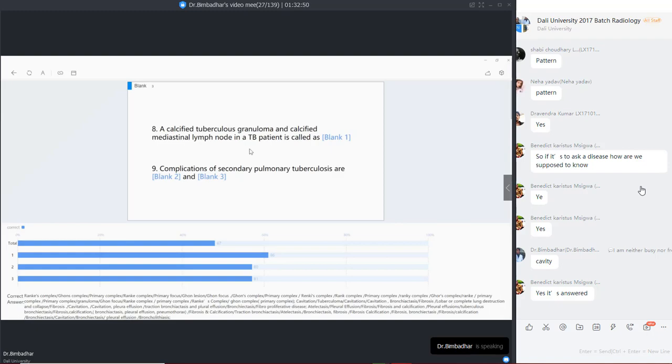Complications are generally fibrosis, cavitations, pleural effusion, transient bronchiectasis, pneumothoraxes, empyemas, all of these things. You can write a long-winded list, okay? But the complications of secondary pulmonary tuberculosis are not Ghon's focus and Ranke's complex. Okay, don't write it that way. Complications are entirely different basic lesions. I think there should be no confusion about this question.